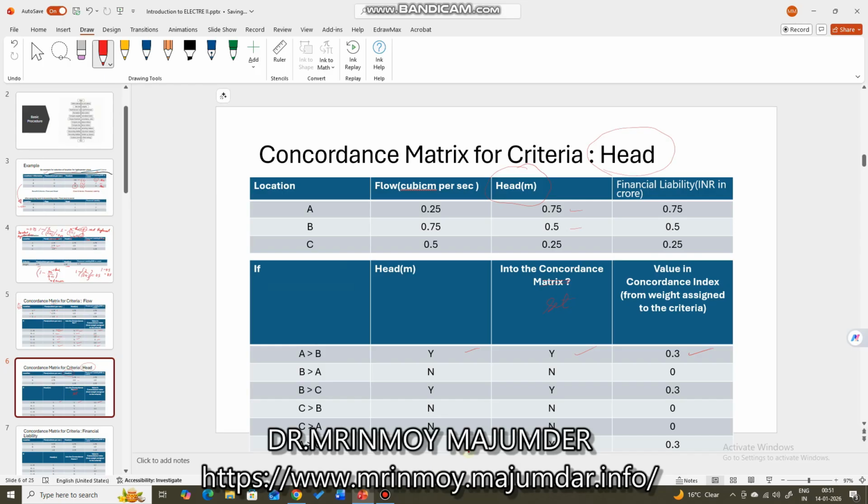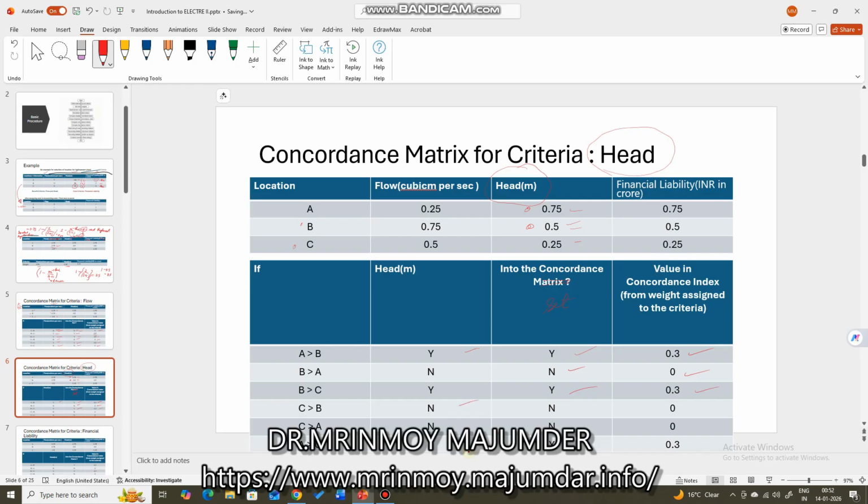Next one is B greater than A for head. No, B is 0.5, A is 0.75. How can it be greater than A? So no membership to the concordance index, 0. B greater than C for head: B is 0.5, C is 0.25. So yes, the weightage comes into the concordance index.